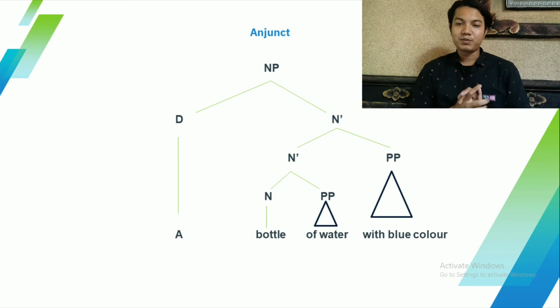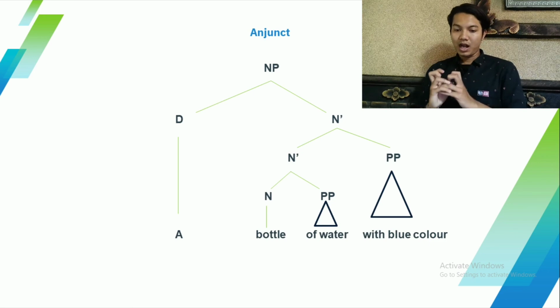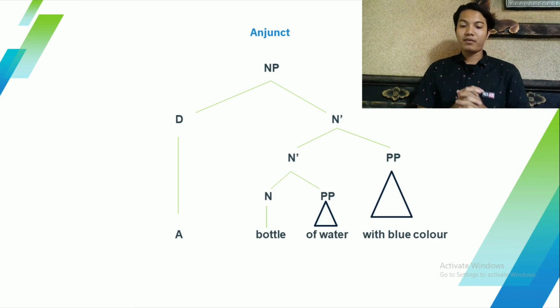The last one is phrase with adjunct component. As you can see, noun bar expand into preposition phrase and noun bar. The preposition phrase with blue color has a role of adjunct. It adds extra information of phrase itself.